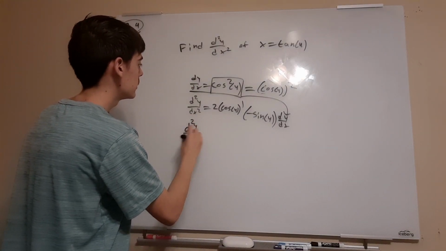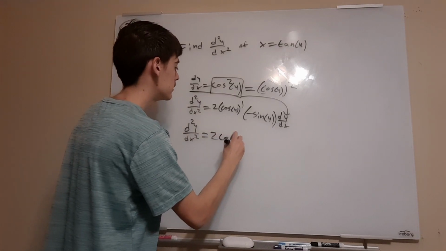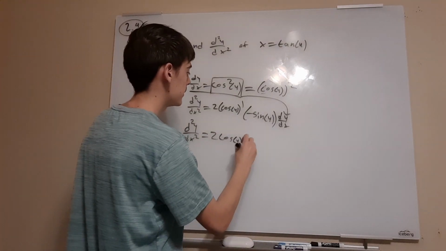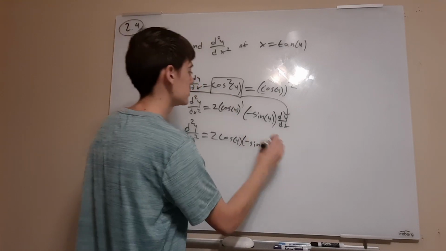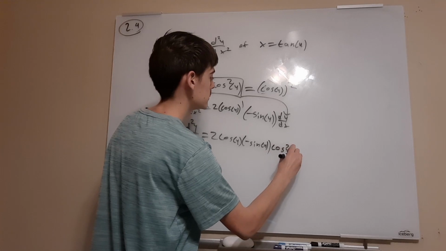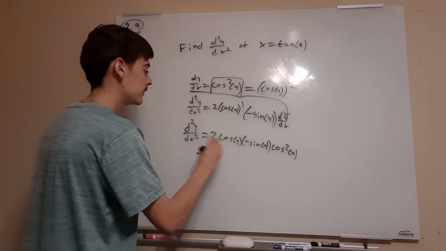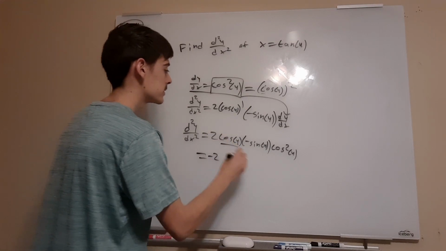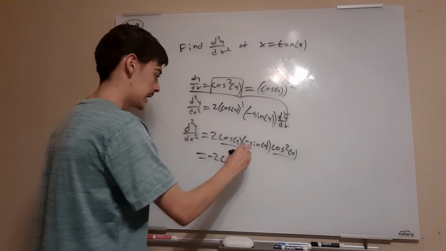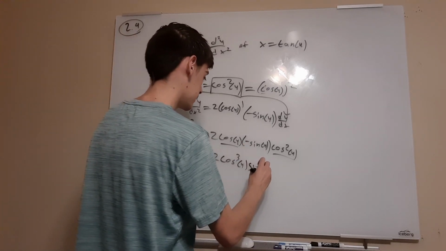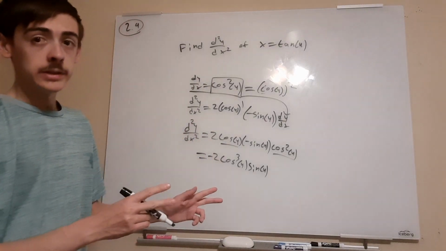So d squared y over dx squared is equal to 2 times cosine of y multiplied by negative sine of y multiplied by cosine squared of y. And now combining like terms, this negative times the 2 will be negative 2. The cosine y and cosine squared y, so this will be cosine cubed of y. And then this is just a sine y over here, so sine of y. And that is how we find a second derivative implicitly.